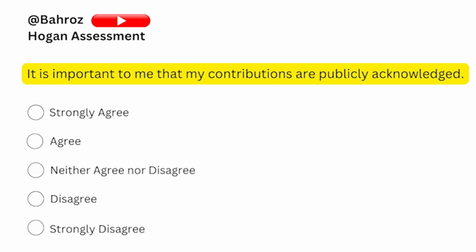The sweet spot is to pick agree, not strongly agree. What you are saying is, yes, I appreciate recognition. I am human. It motivates me.